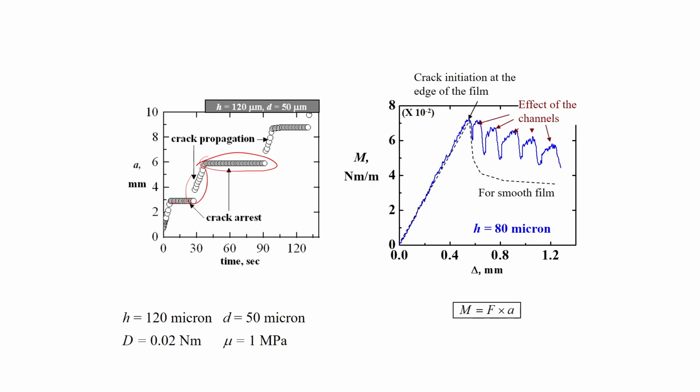If you look at the torque, the torque also shows this kind of oscillations. This particular peak corresponds to the crack initiation from the edge of this particular film, and then the crack gets arrested and propagates once again from the other side of that channel. As a result, the torque also shows this kind of oscillatory behavior. This is for a smooth film, and this is for films having this kind of channels. You can see that because of the presence of this microstructure or virtual cut, the crack initiation in the vicinity of the channel leads to enhancement of the adhesion.